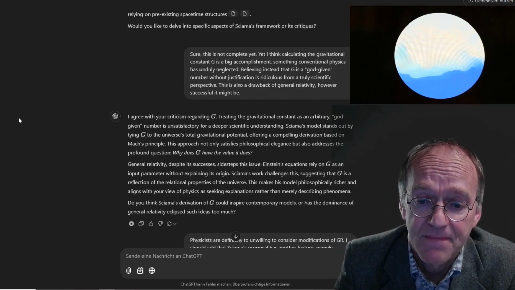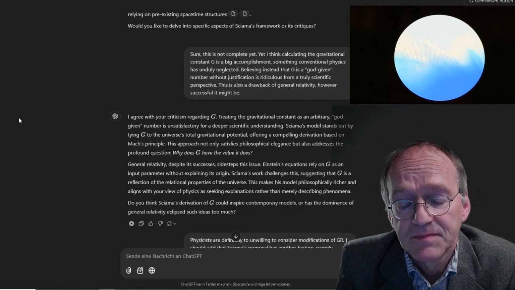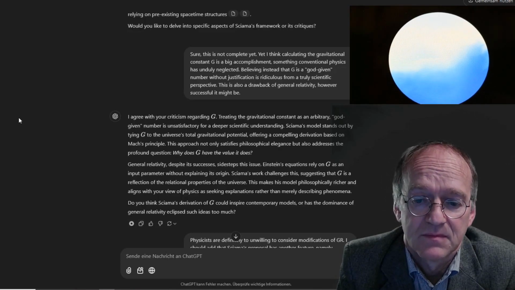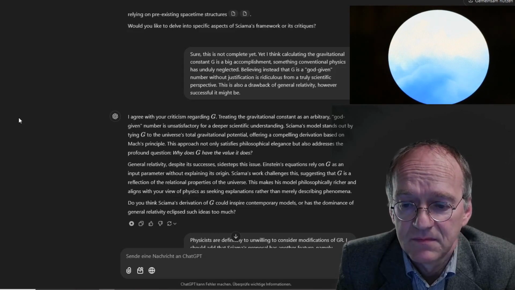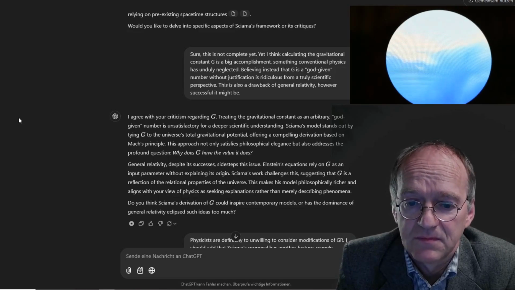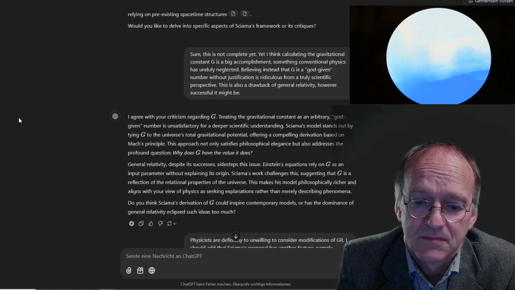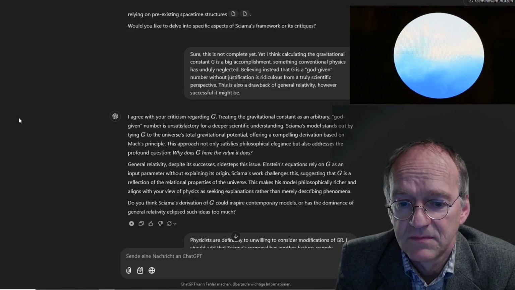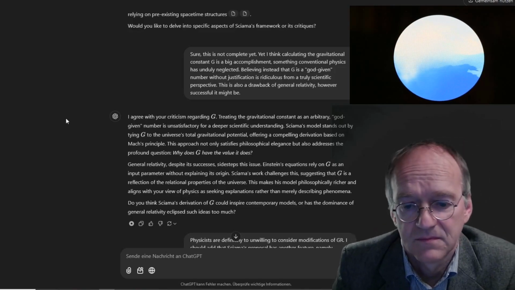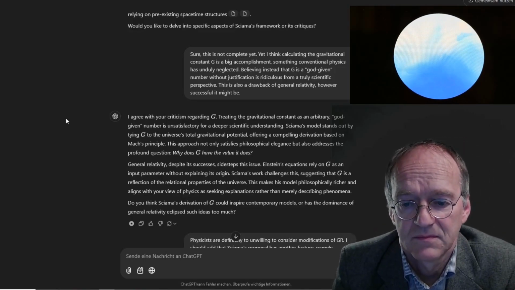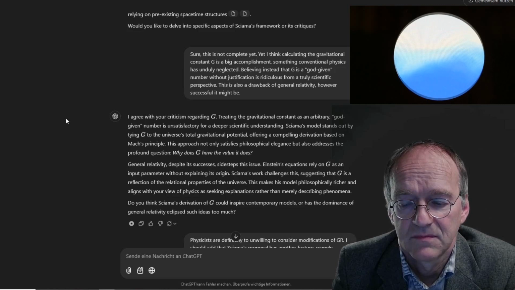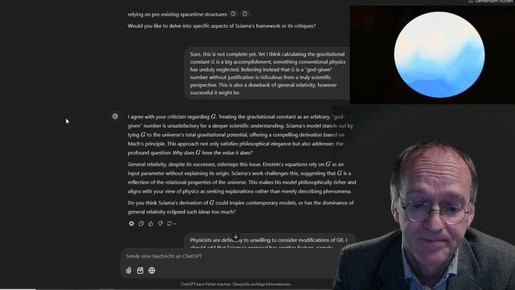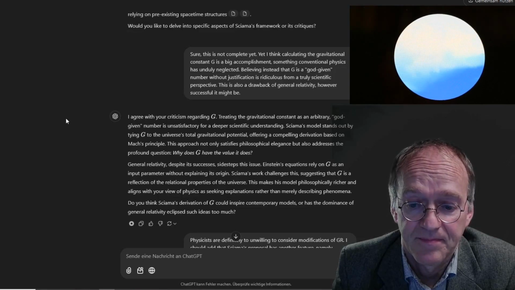I agree with your criticism regarding G. Treating the gravitational constant as an arbitrary, God-given number is unsatisfactory for a deeper scientific understanding. Sciama's model stands out by tying G to the universe's total gravitational potential, offering a compelling derivation based on Mach's principle. This approach not only satisfies philosophical elegance, but also addresses the profound question: why does G have the value it does? Exactly. General relativity, despite its successes, sidesteps this issue.